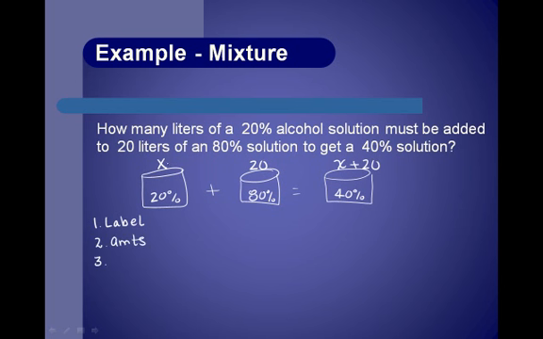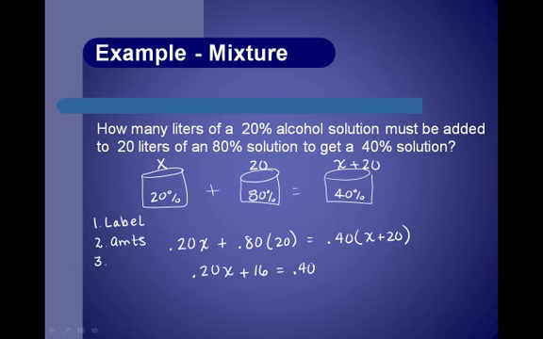20% of x liters is found by doing 0.20x. 80% of 20 liters is found by getting 0.80 times 20 liters. And then the last one, 0.40 times (x plus 20). It's always the percentage times the amount in each cup. So we would get 0.20x plus 16 equals 0.40x plus 8.